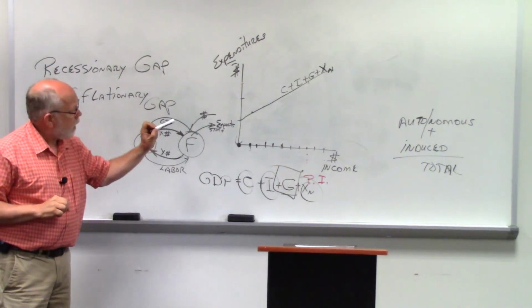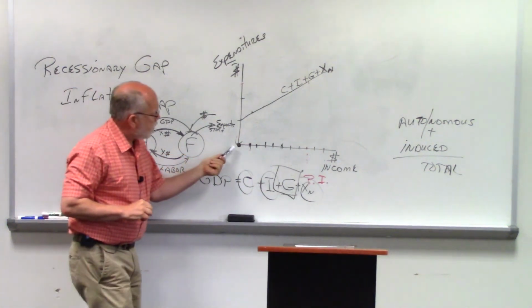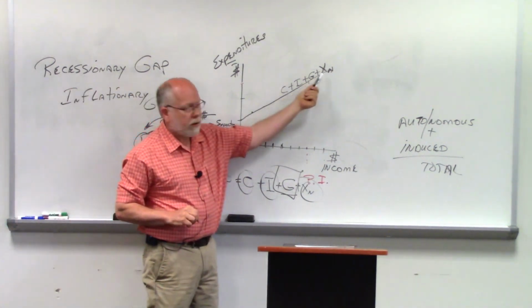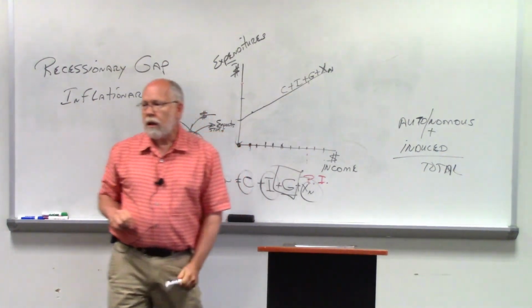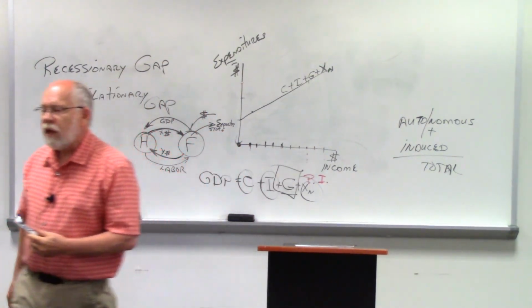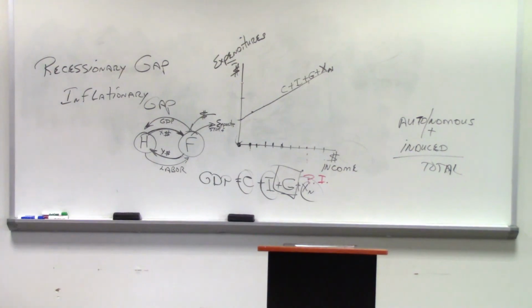We're going to pick up next time to show you where this consumption function intersects with our 45-degree line, the equilibrium line. That is where we're going to pick up in the next section.